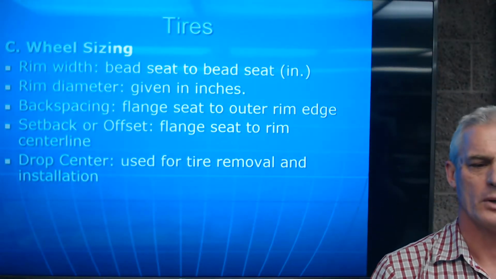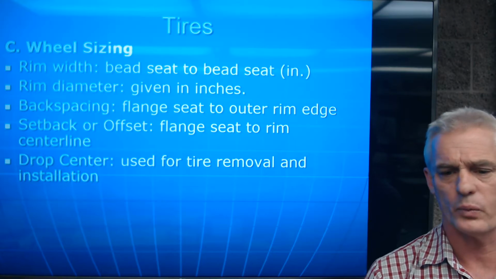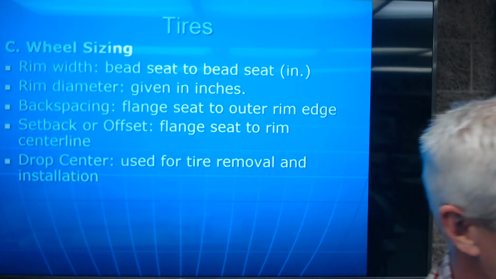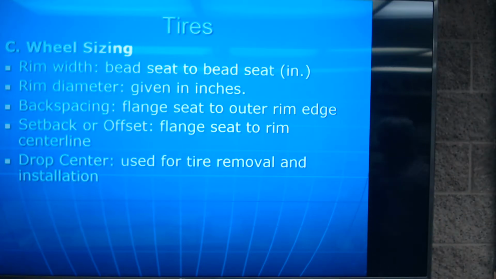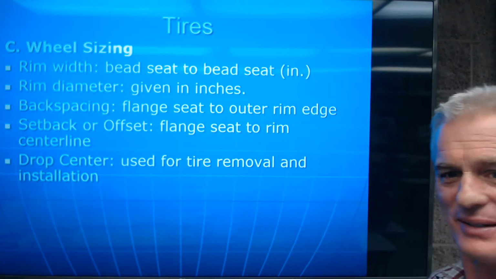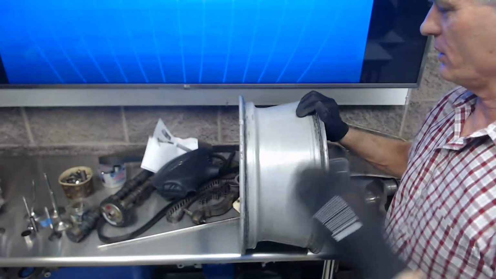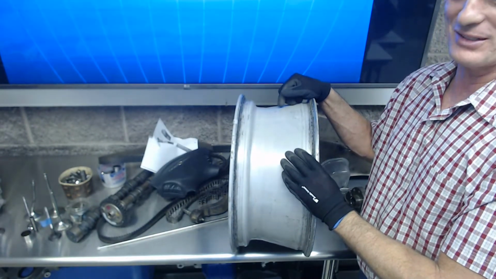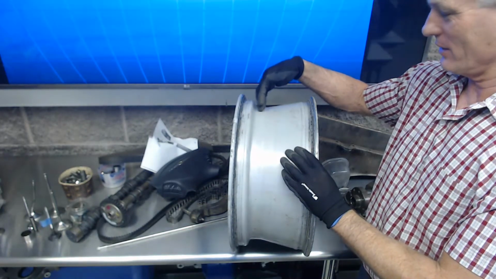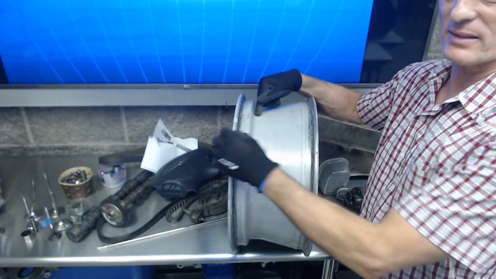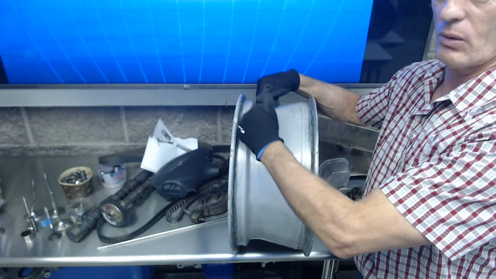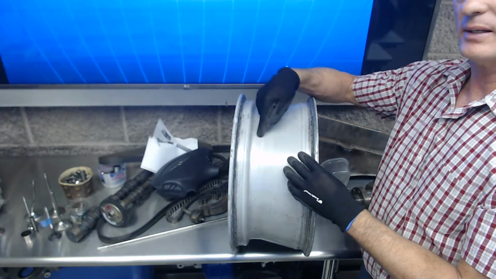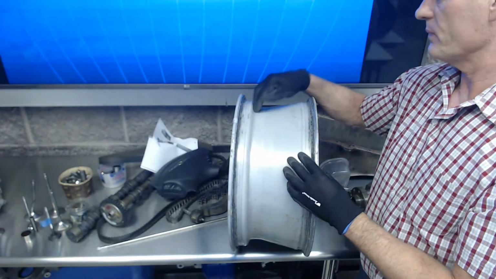All right, so next is what we call the drop center. The drop center of a wheel is what we use for removing the tire and installing the tire. So when you look at this wheel here, and I'll drop the camera so you can see it. You'll notice that if you look at this wheel in this direction, there's a lower spot over here than over here. So it's this side that the tire has to come on to and go off of. We would not be able to get the tire on and off of this side. We have to use this side with this deep groove. We call this the drop center.